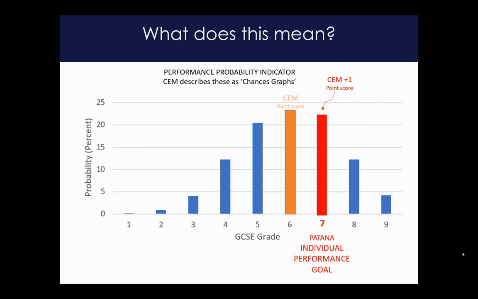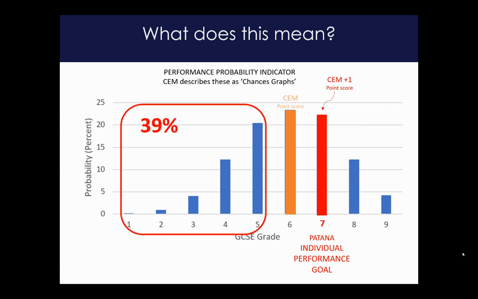Alongside the report, we will issue CEM chances graphs, just like the example shown here. These are individualized for each student and each subject. The chances graphs show the probability of them achieving a range of possible outcomes. Using this example, with a performance goal 7, we can see there is a 22% chance of them achieving a 7, but there is also a 39% chance of them achieving in the range 7 to 9, and equally, there is 39% chance of achieving a grade 5 or below.